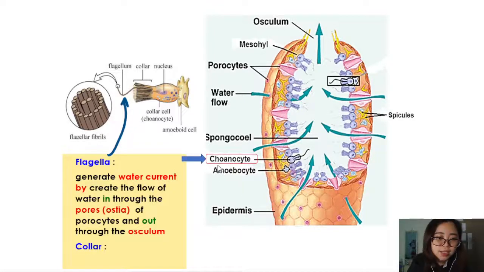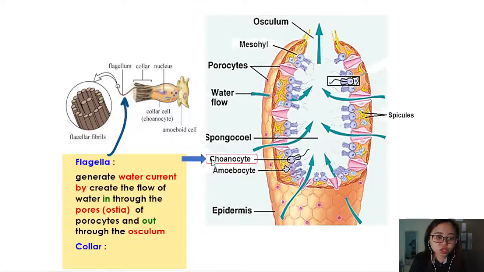So, ini adalah sel yang digelar sebagai choanocyte. Okay, dia berada di bahagian dalam. Flagella dia akan berputar untuk membentuk current. Okay, so water current, it's going to cause the movement of water in this direction as shown in the diagram.